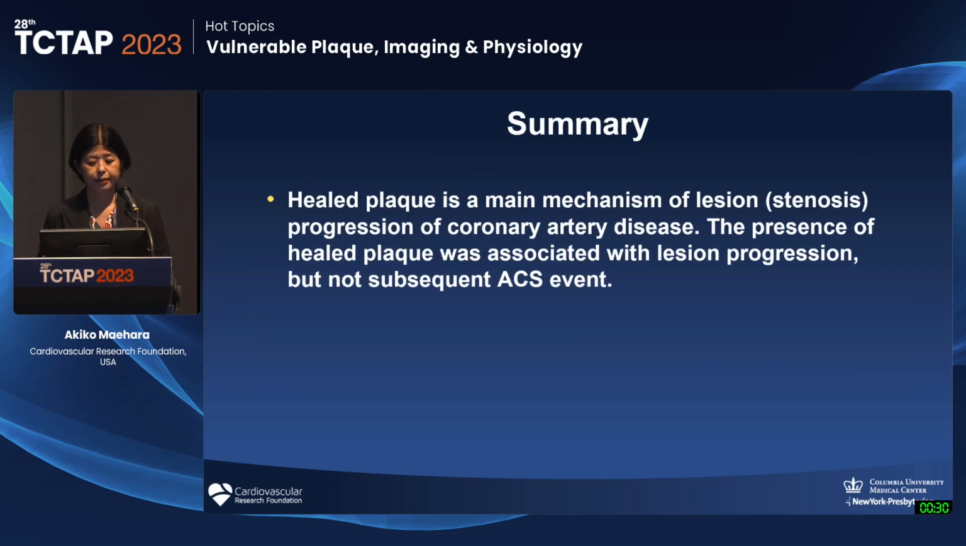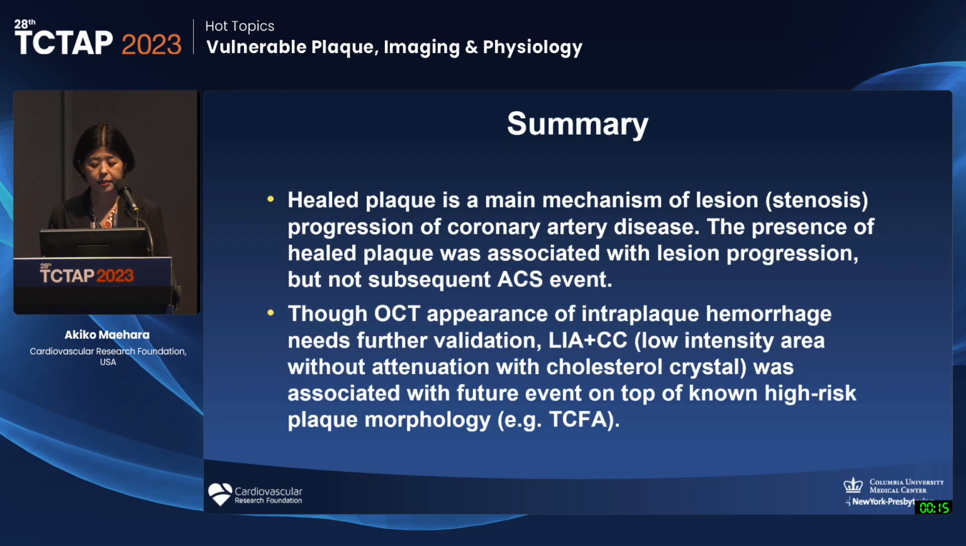So to summarize, healed plaque is the main mechanism of lesion progression of coronary artery disease. The presence of healed plaque was associated with lesion progression, but not subsequent ACS events. Although the OCT appearance of intraplaque hemorrhage needs further validation, we defined low intensity area without attenuation with cholesterol crystal, which we could consistently diagnose by inter-observer agreement, and that was associated with future events on top of the high-risk plaque morphology, such as TCFA. Thank you.